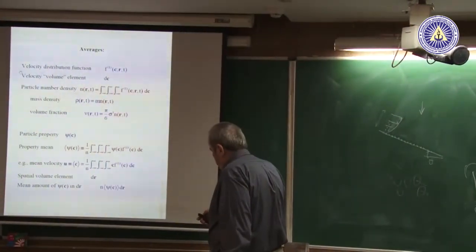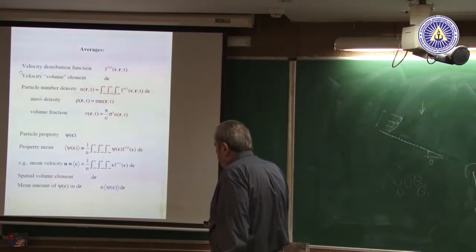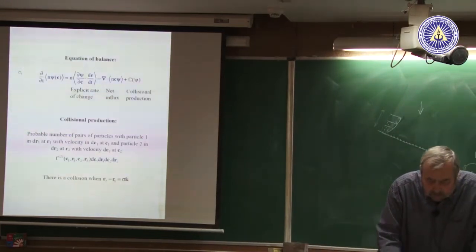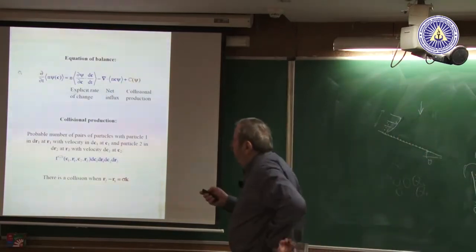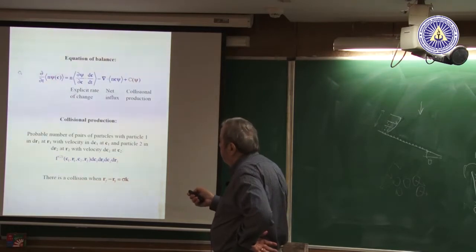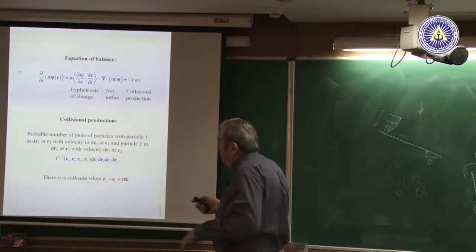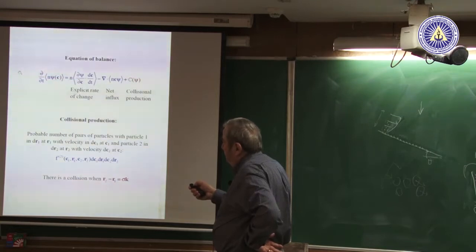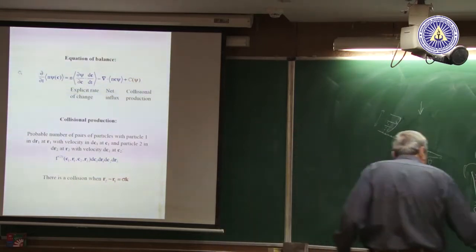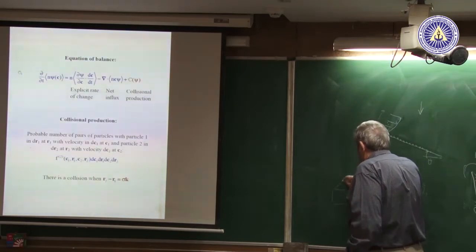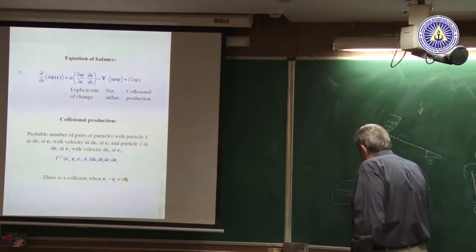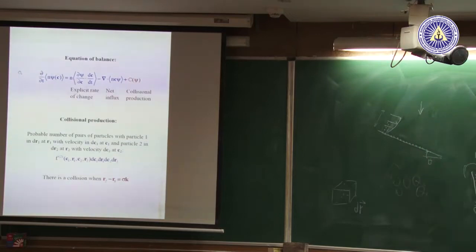Okay. So why am I talking about the mean amount of any property in a volume element? Because I'd like to write down next a balance equation for any property. So this is essentially a trivial statement. It's just a balance equation. It's saying that given the time rate of change, we're applying this really to a fixed volume element in three dimensions.